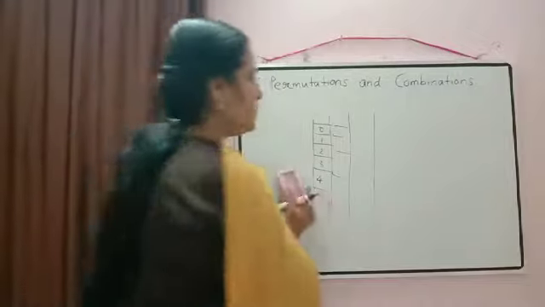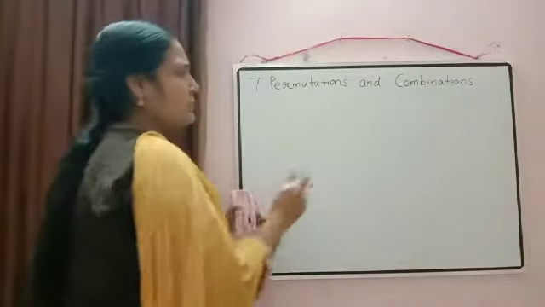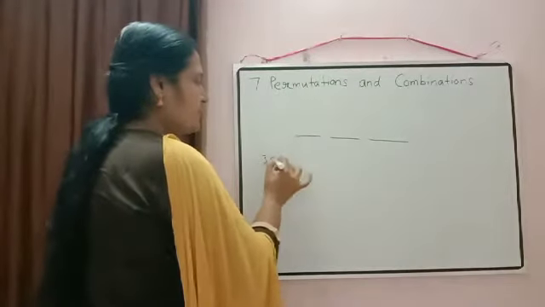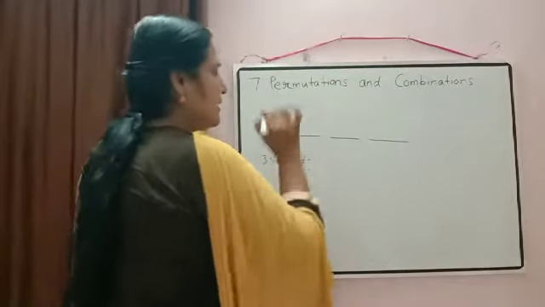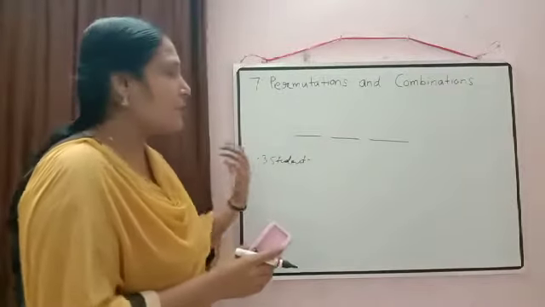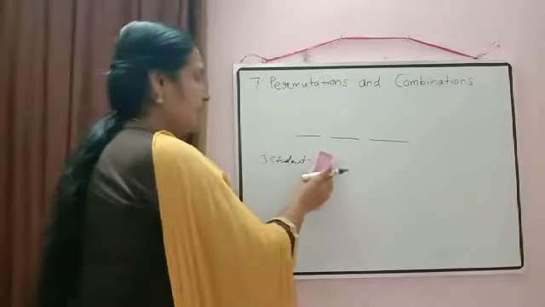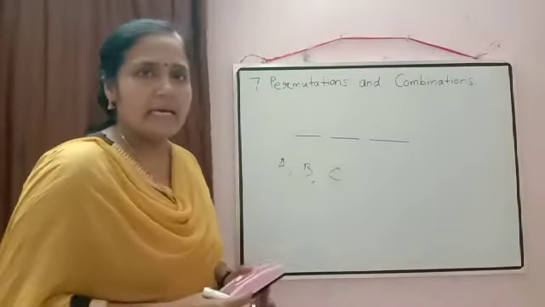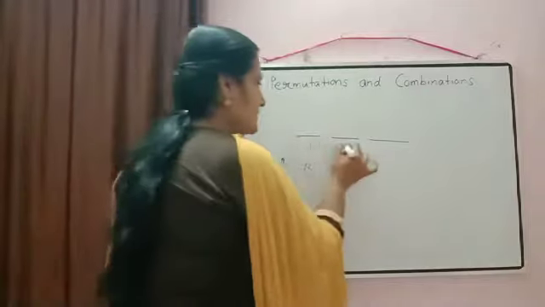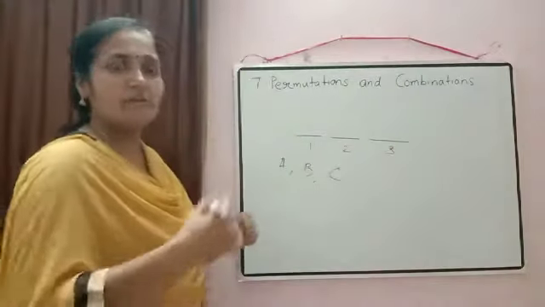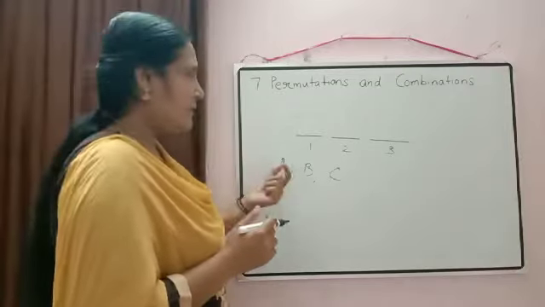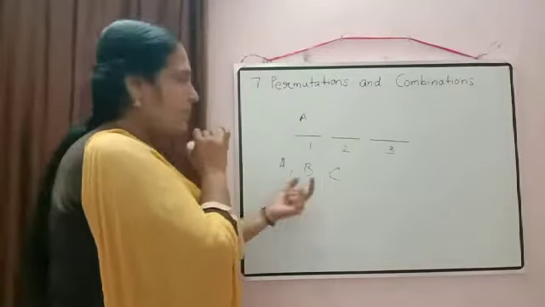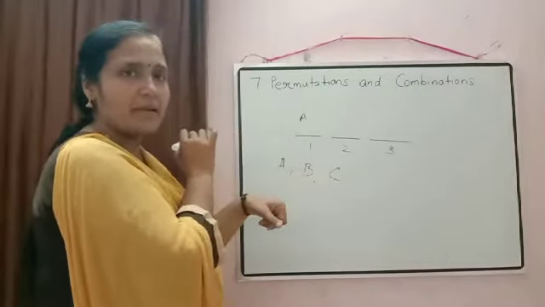The sitting arrangement which we are doing in the class. Suppose we have 3 seats and 3 students. So how many possible ways are there to arrange these 3 students in these 3 different seats? Suppose the names of the students I am taking as A, B and C, and these are positions 1, 2 and 3. So the first option which is available, A can sit here. So B and C, what are the places for B and C?